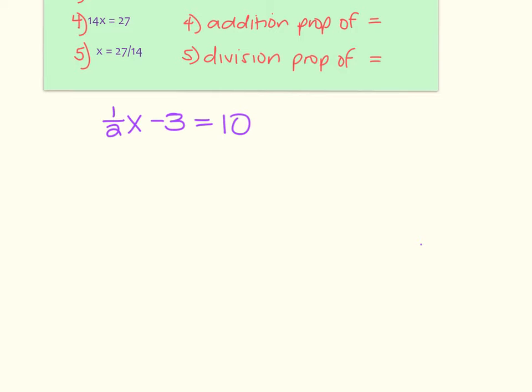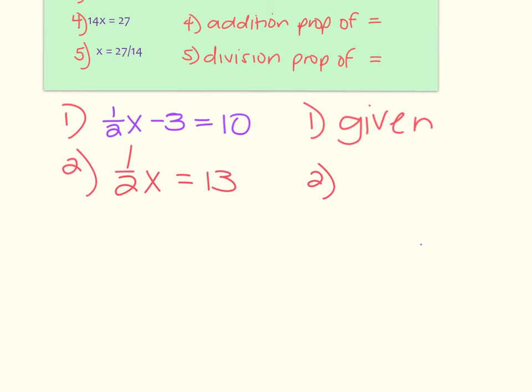All right, so what would be the reason you write next to the first thing? Given, because I gave that problem to you, right? Okay, 2. What could be your next step? Because there's more than one way to solve this. Nick, you added 3 to the other side, right? So if I added 3 to the other side, what's my next line look like? 1/2 x equals 36. And that's the addition property. Okay, then what'd you do? Nick, what'd you do? Oh, I multiplied. Multiplied by 2? So you got x equals 26.